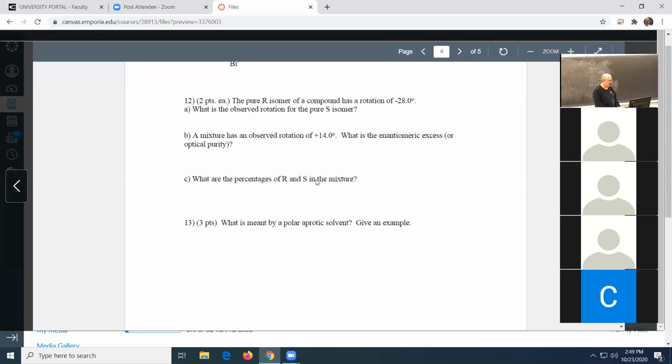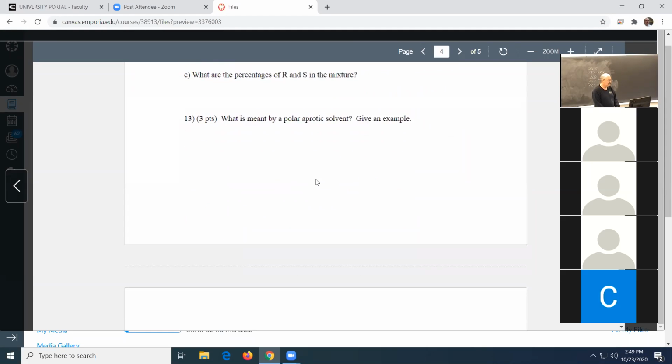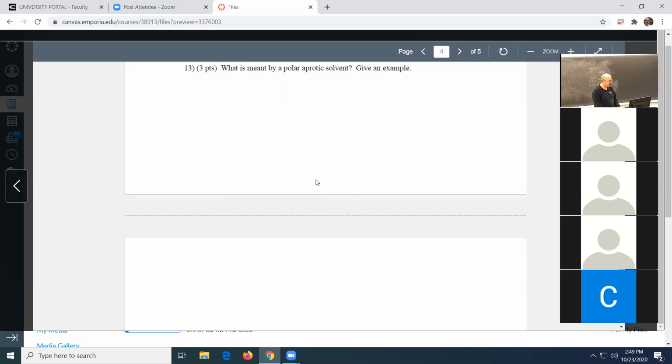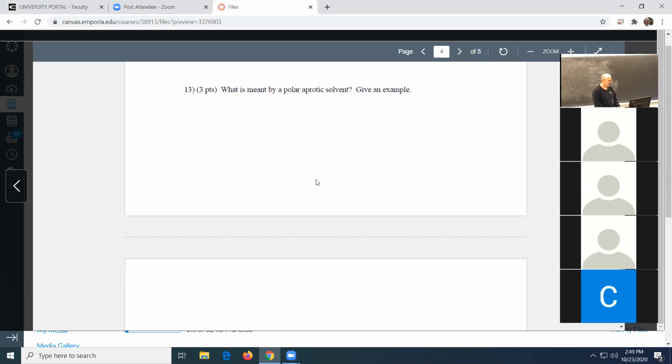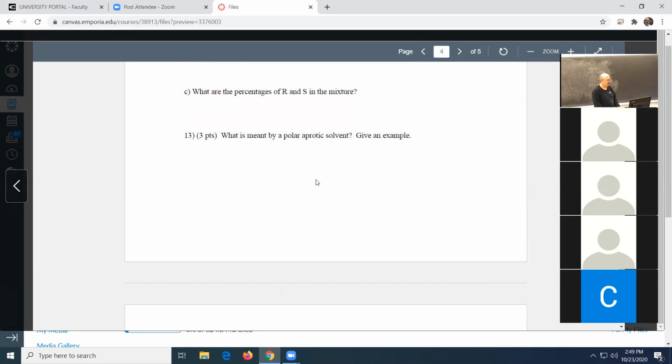Okay, a polar aprotic solvent is one that lacks an NH or OH. It still has a dipole moment. It's one that can accept hydrogen bonds but cannot donate them. Many examples, DMSO, acetone, ethyl ether.